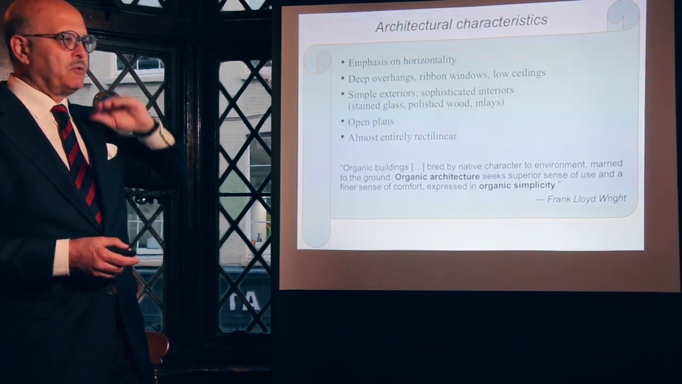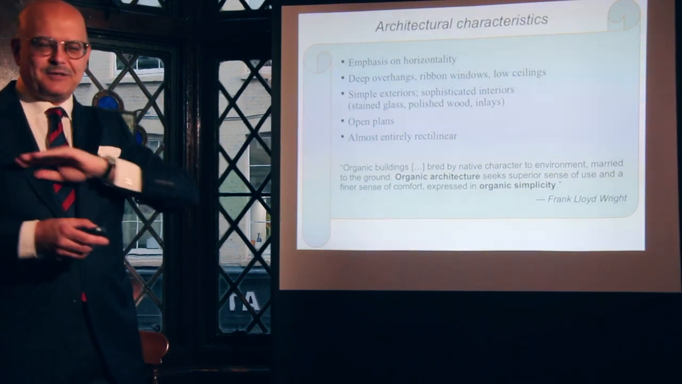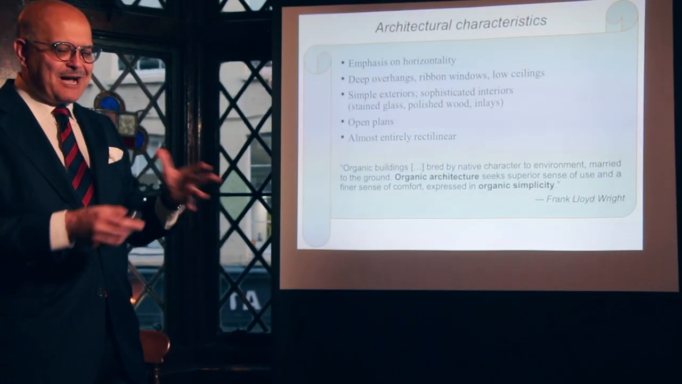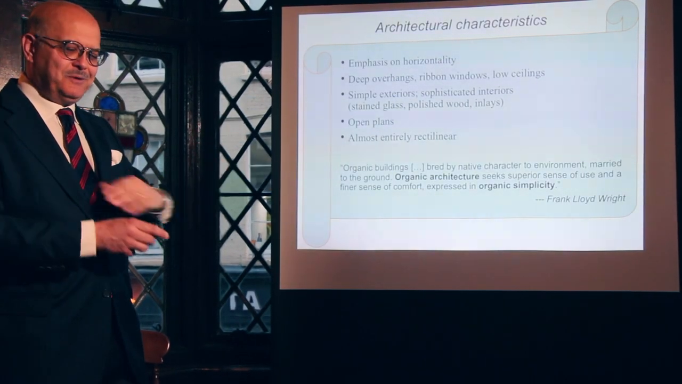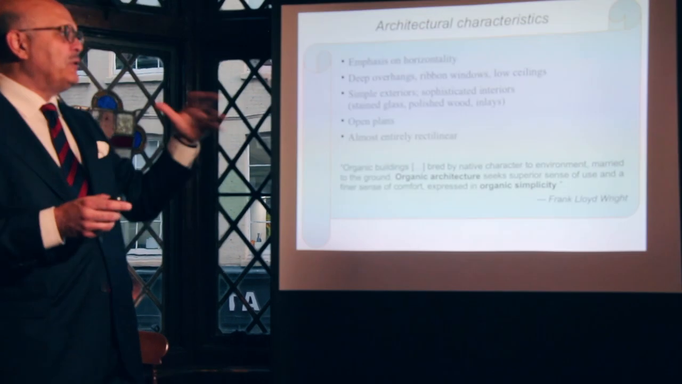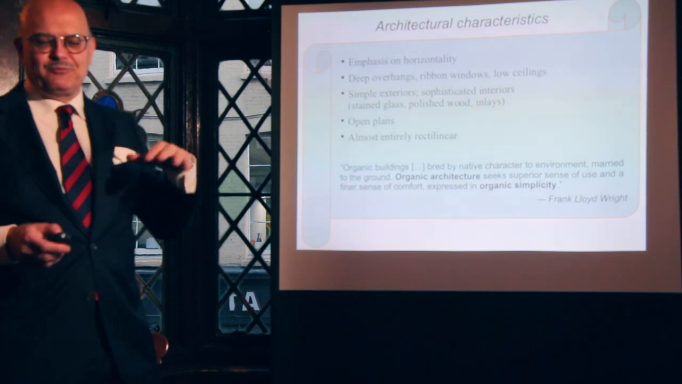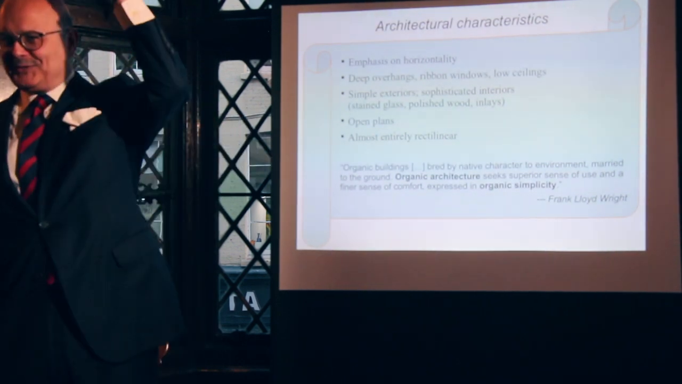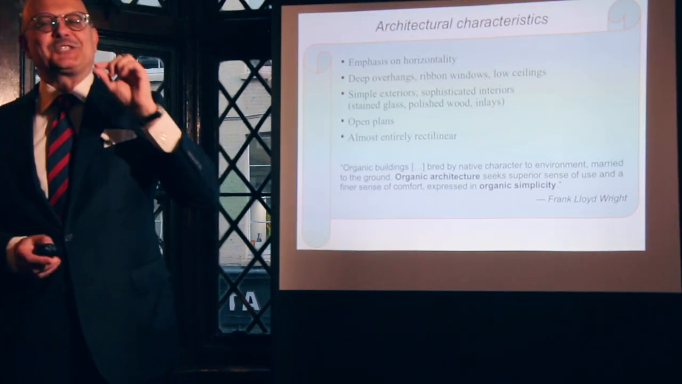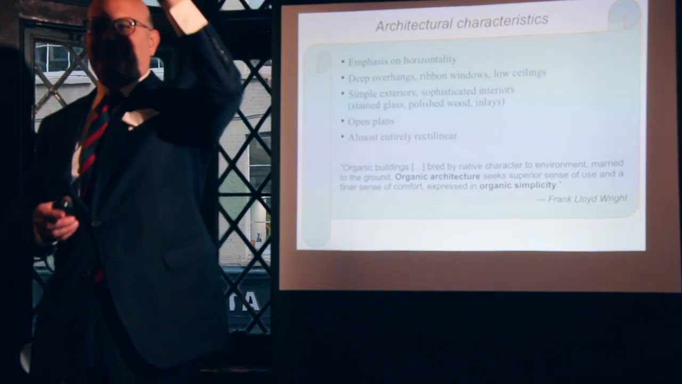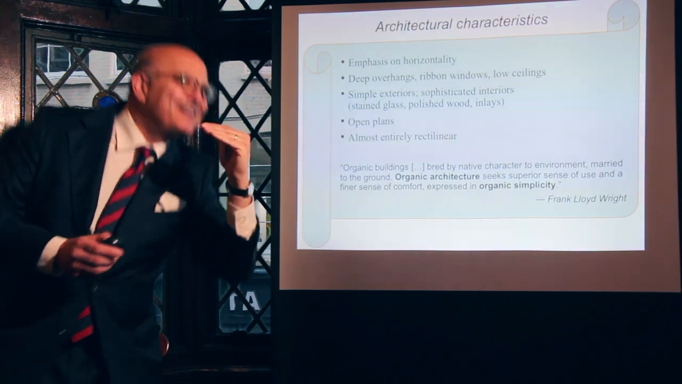So a huge emphasis on horizontality. It's the States, right? They've got tons of room in the Midwest. You don't need to build up. In the middle of Chicago, you do, but in the suburbs, you can just spread out. Deep overhangs, ribbon windows, quite horizontal, low ceilings, especially Frank Lloyd Wright, who's a tiny man. He built these. And for some reason, so many of his clients who were rich Midwesterners were these big 6'4" galoots. They had to kind of walk like this.